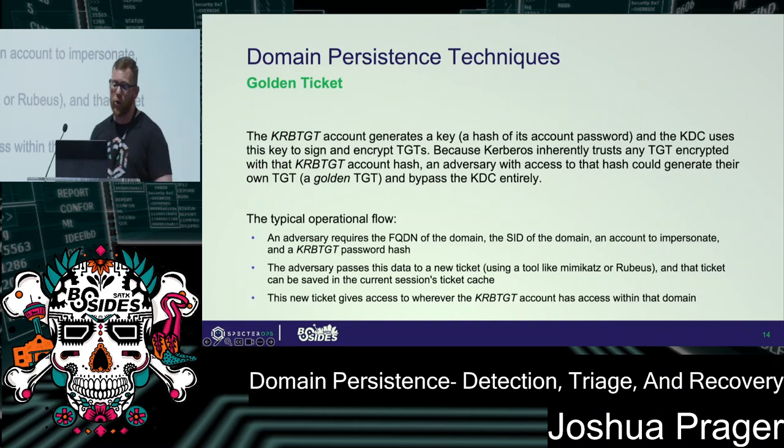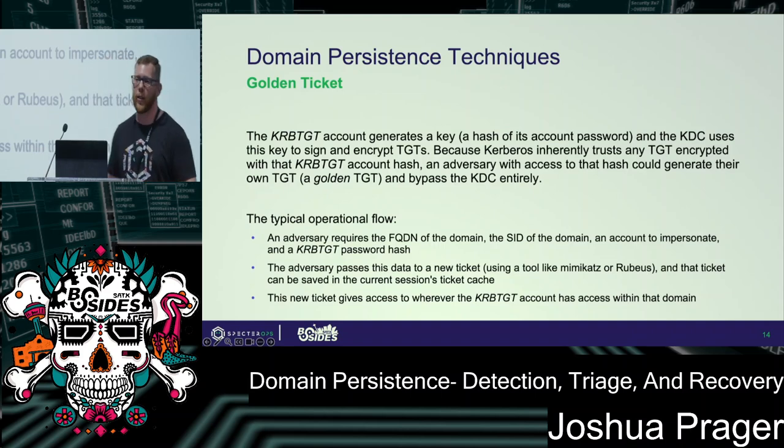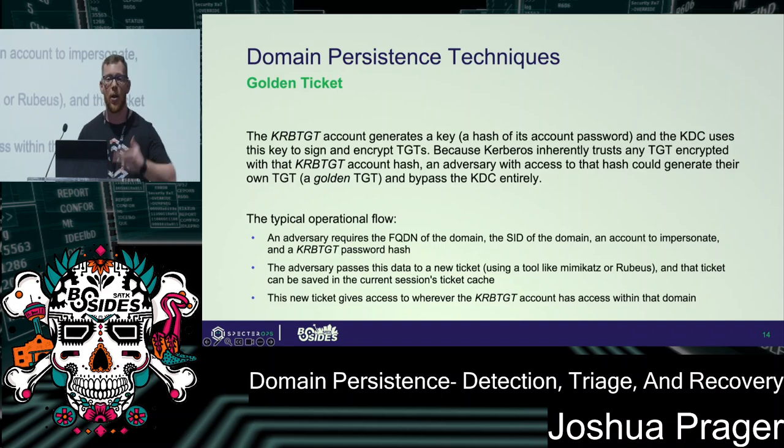All right, so moving on to golden ticket. The way golden ticket works is essentially an adversary is going to request a TGT, or they're going to request a TGS. They're going to take that TGS and try to get the KRBTGT hash from it, or they're going to do something like DC sync, and they're going to get the NTLM hash of the KRBTGT account. The KRBTGT account is a service account whose sole purpose is to validate, authenticate, and sign all TGTs, all ticket granting tickets, throughout your entire Kerberos environment.